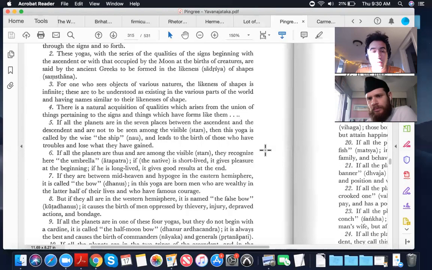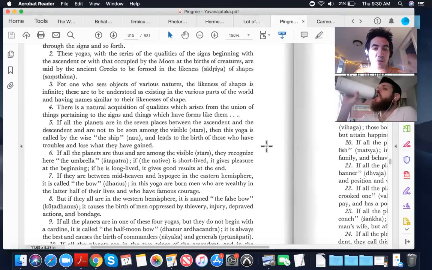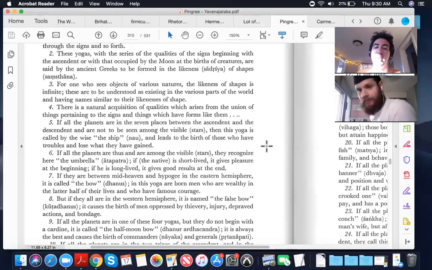So with the ship yoga, it leads to the birth of those who have troubles and lose what they have gained. And I won't dispute that. I won't say that benefics being the first and last planet will change that, but they might make it different. Whatever that first and last planet is would be a way to interpret this and make something a little more out of it. What do you think? Yeah, I agree with you.